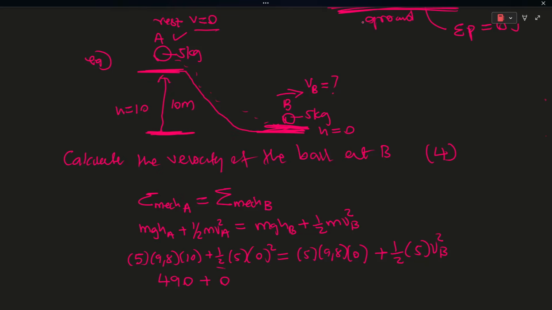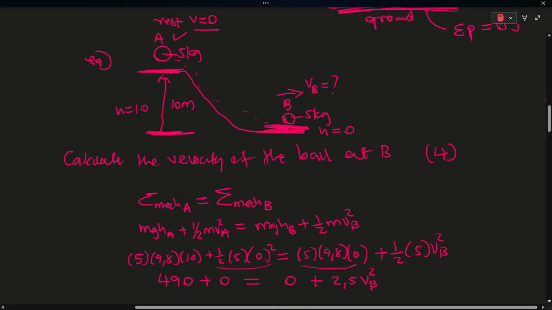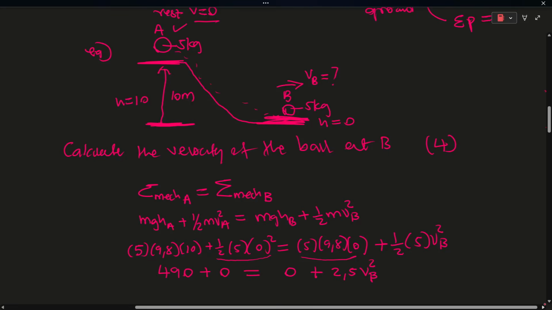Do you know why 0? If you press this in your calculator, you're going to get 0. See? Then you say plus. This one will be 2,5 V squared B. That's what we are having. I hope it's clear. Okay?